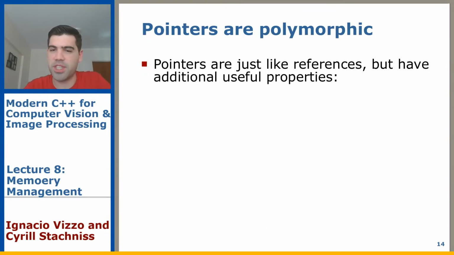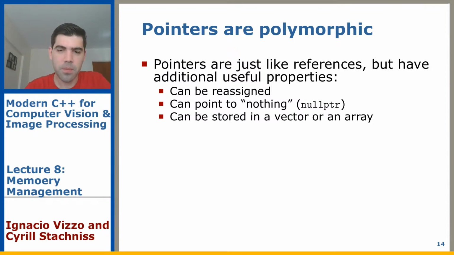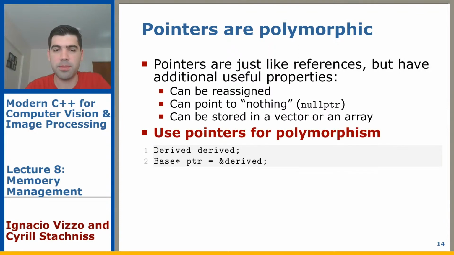And then pointers are just like references, but have additional useful properties. So they can be reassigned to each other, to different pointer variables. This can point to nothing, so you cannot have a reference to nothing. You can store pointers in any sort of list in C++, and you can use pointers for polymorphism, right?